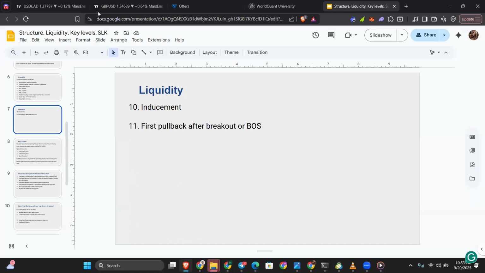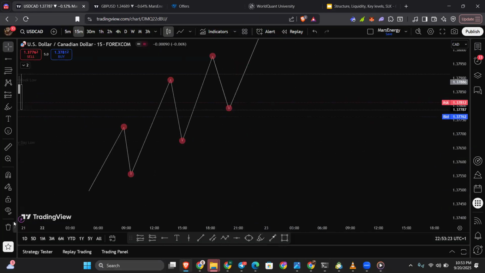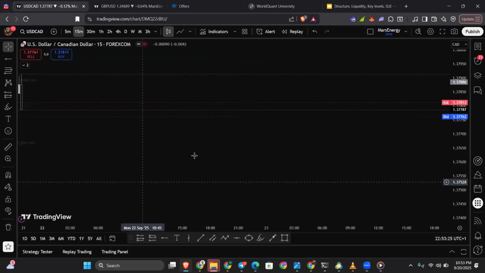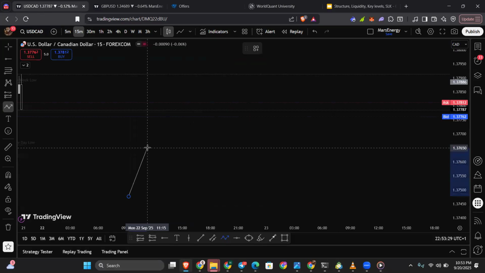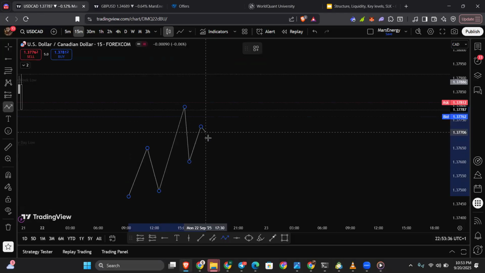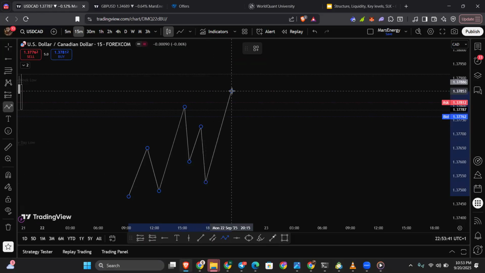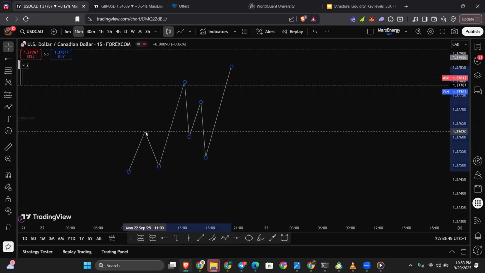Then the next is inducement. Now, this is very, very important. Inducement is like a trick, especially for people that like jumping into a trend early to start buying or start selling early, right? Now, how do you know that price is making an inducement? For instance, let's look at this structure.